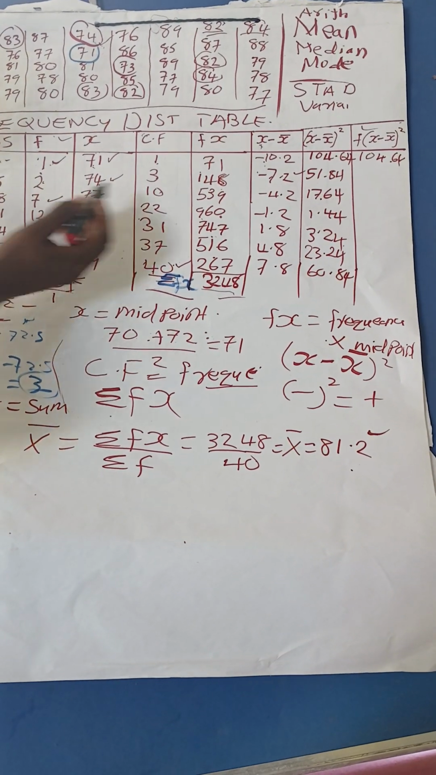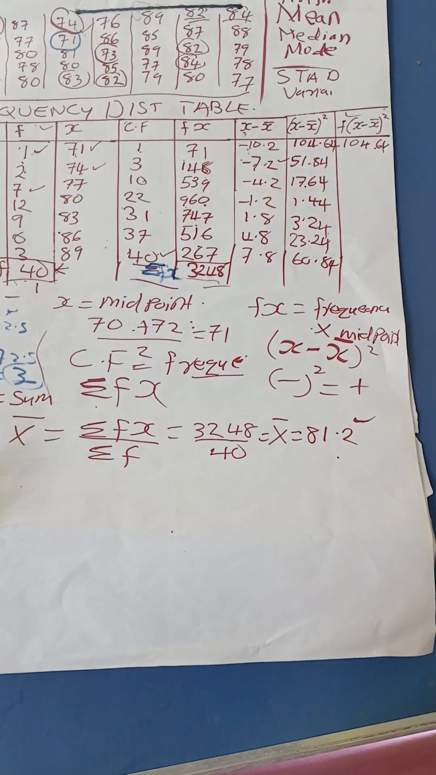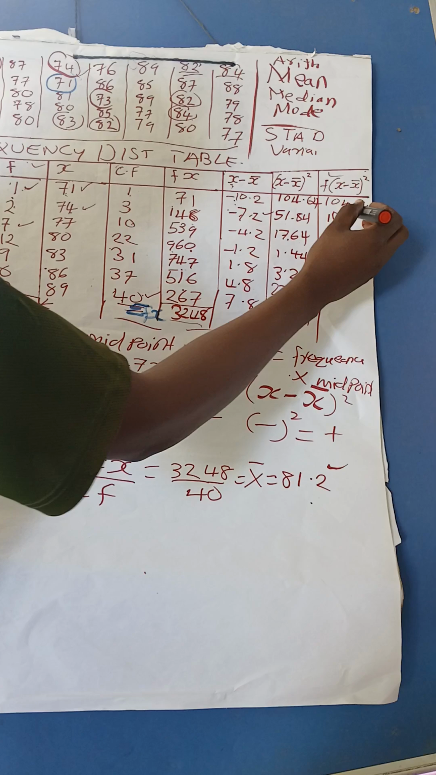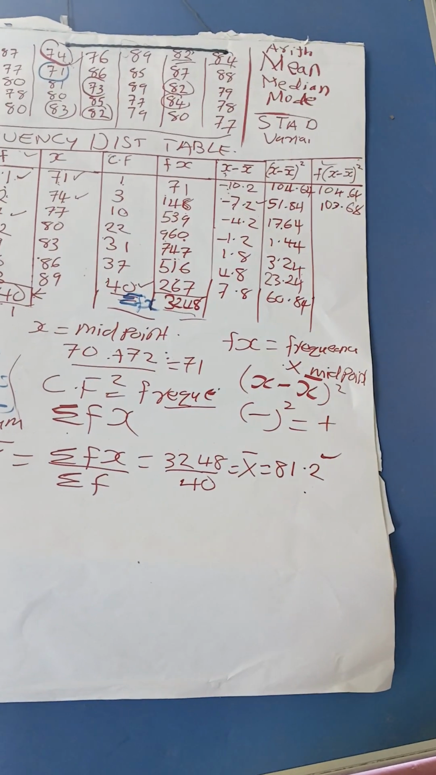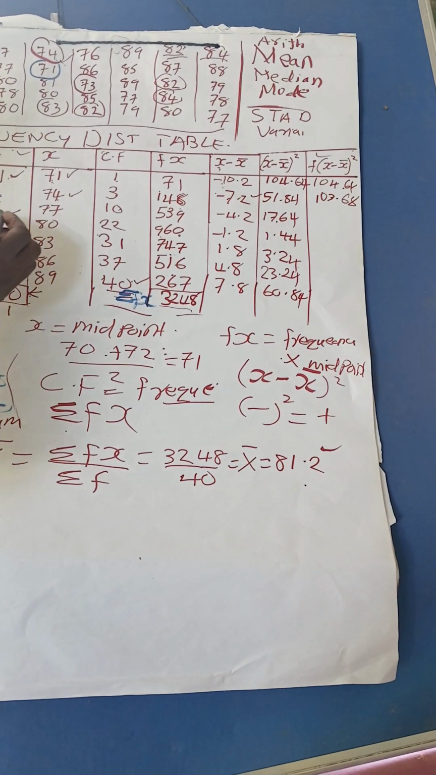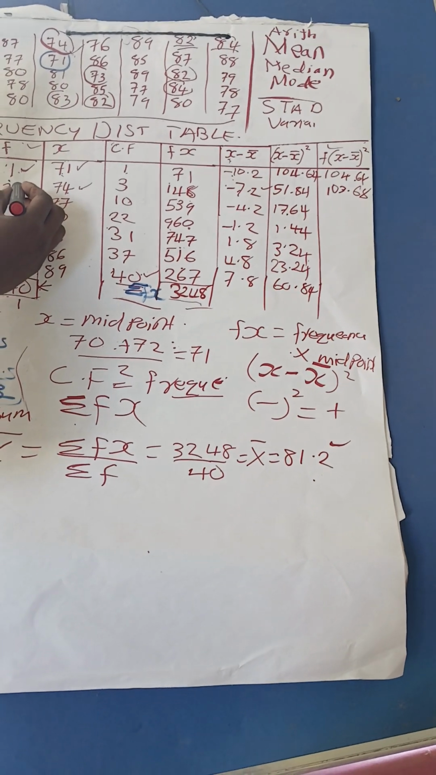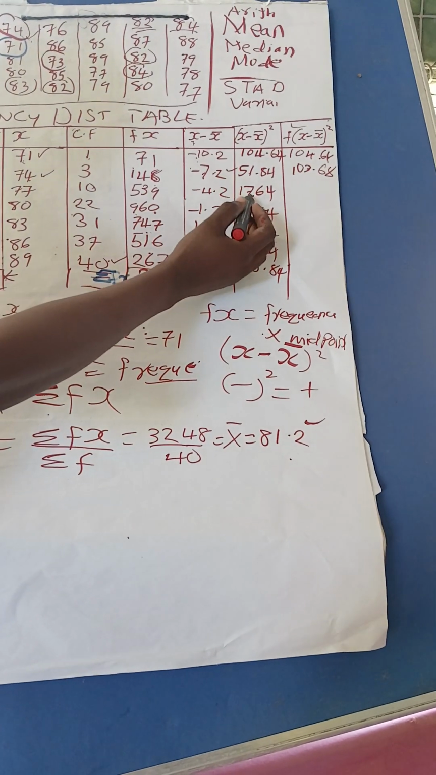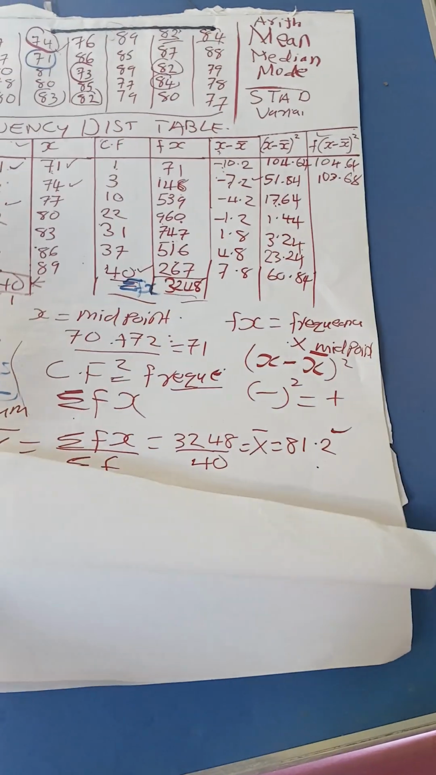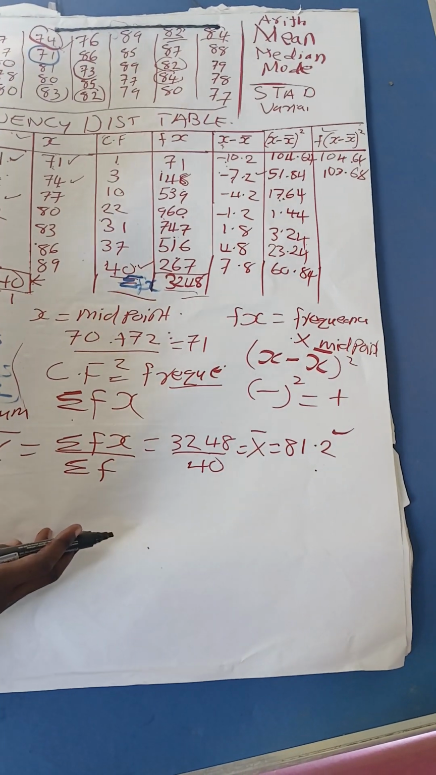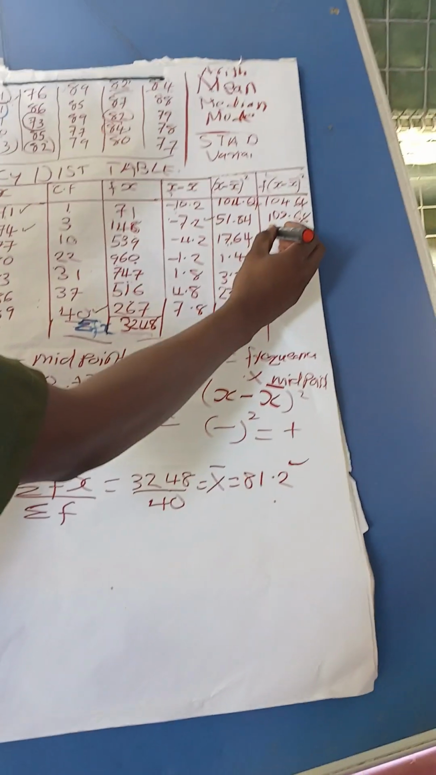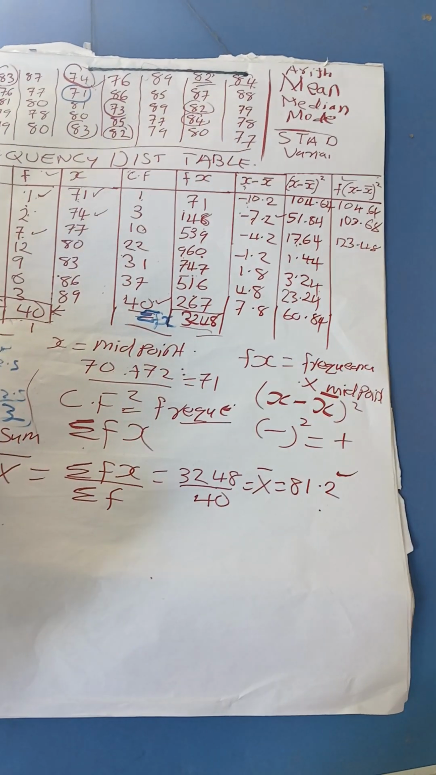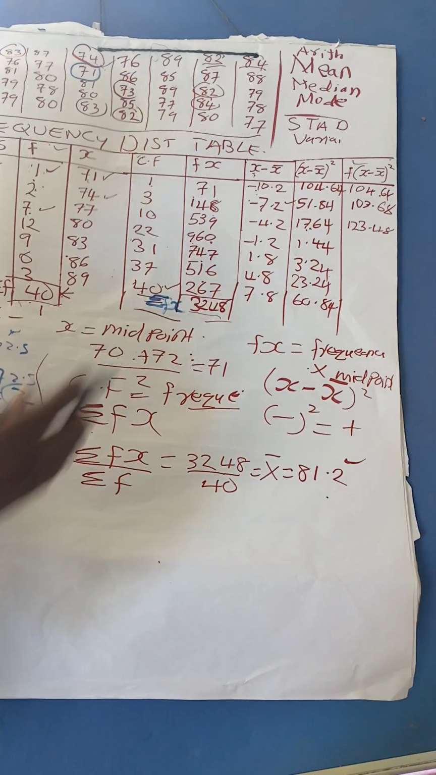Then 2 multiplied by 51.84. You multiply that, you'll get 103.68. You see? Then 7 multiplied by 17.64. What do you get? You get 123.48. Use your calculator. Then the next will be 12 multiplied by 1.44.